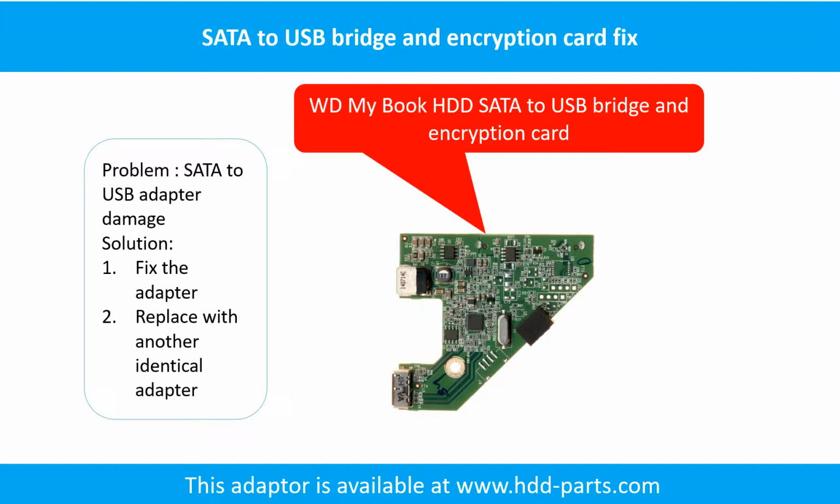SATA to USB adapter damage. If the SATA to USB adapter is damaged, the common solutions are: 1. Fix the adapter directly. 2. Replace the damaged adapter with another identical adapter. You cannot take the hard drive out to put into another hard drive enclosure or another computer to read it, because for this model, WD external desktop hard drive, the data on the hard drive is encrypted by this special adapter.